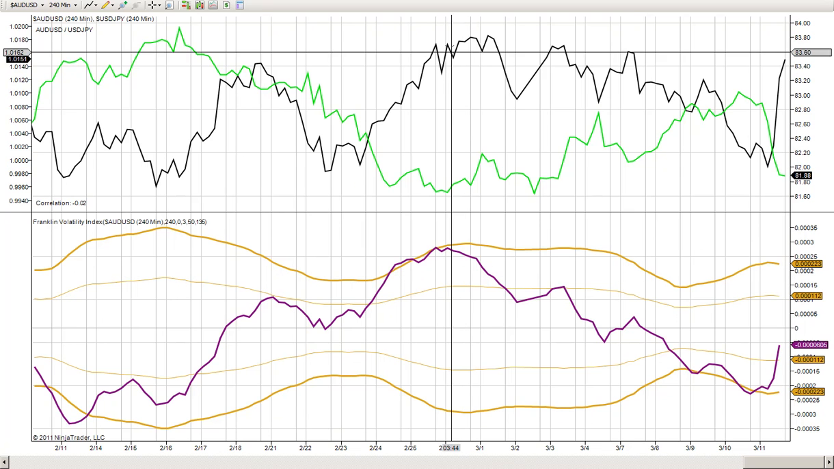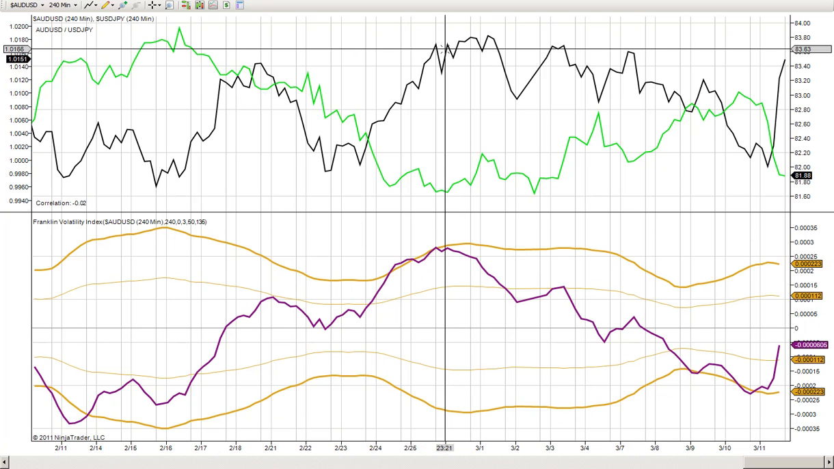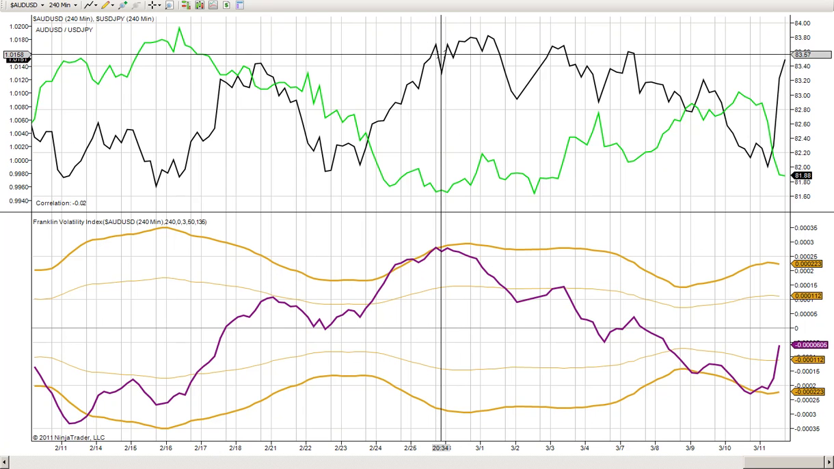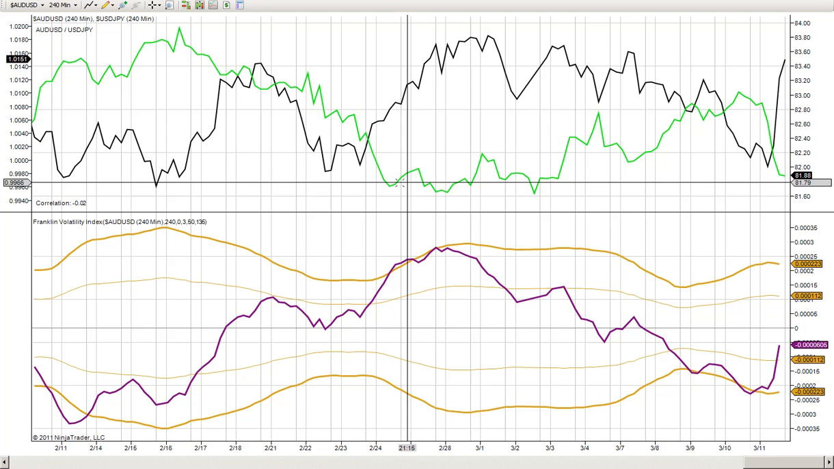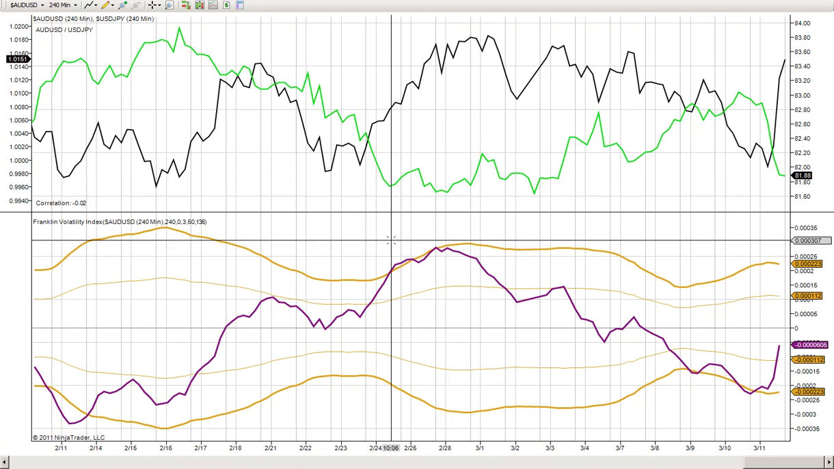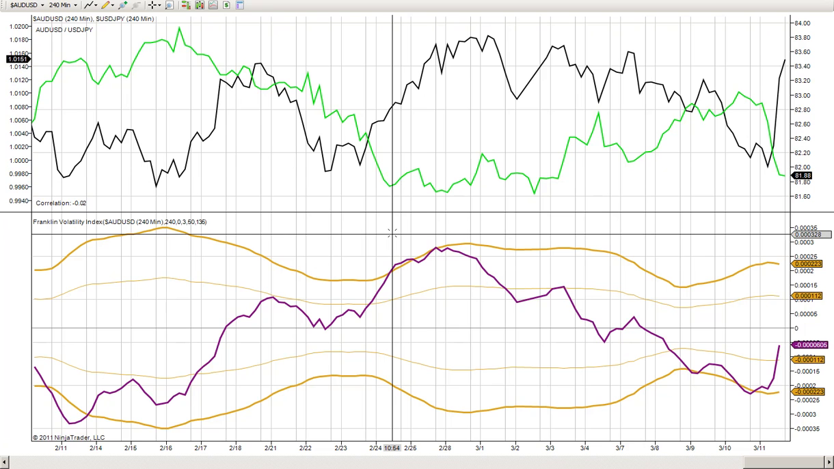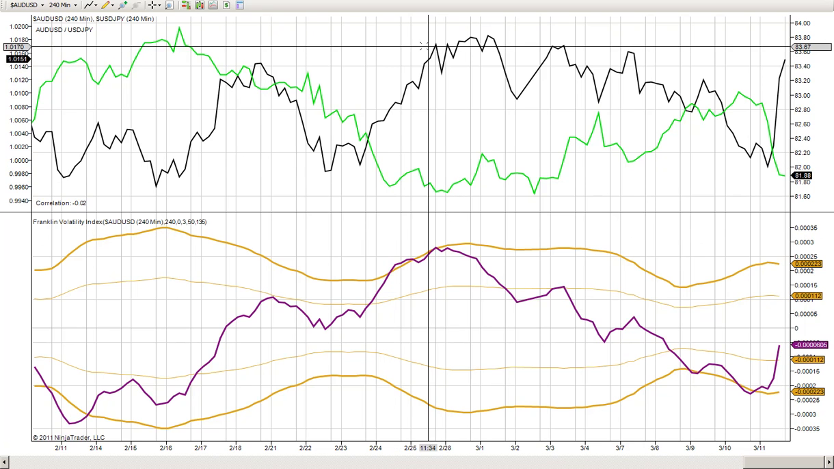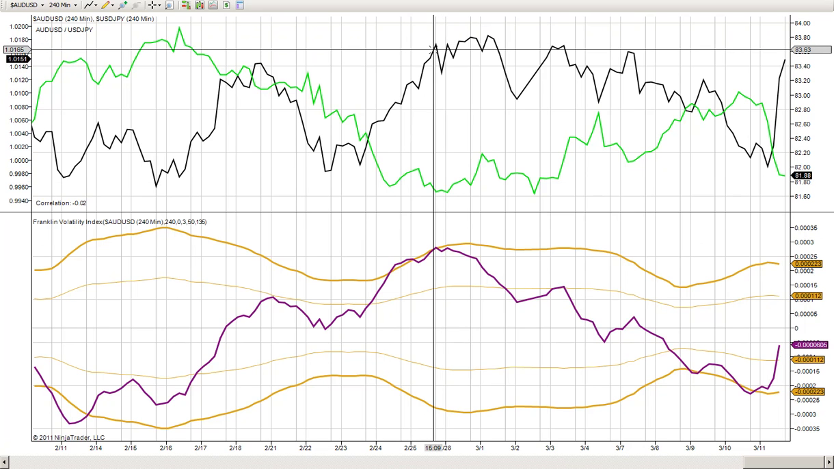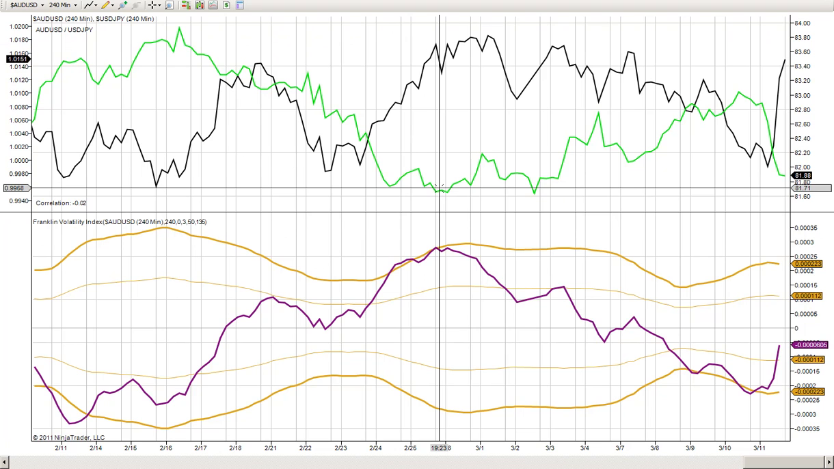As you can see right here, the Australian dollar is plotted using the black line on close, and the U.S. Japanese yen is using the green line on close. And right here you can see we received a sell signal, and basically this signal told us to short the Australian dollar and to go long on the US Japanese yen.